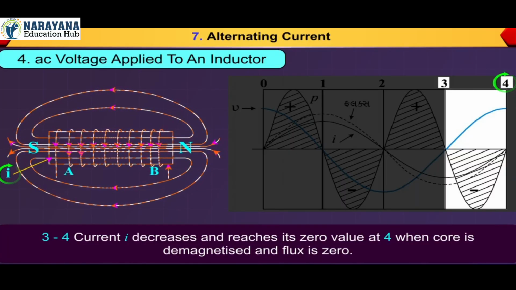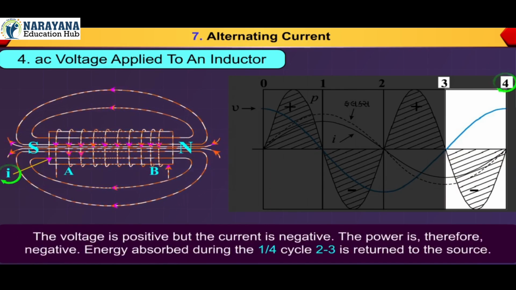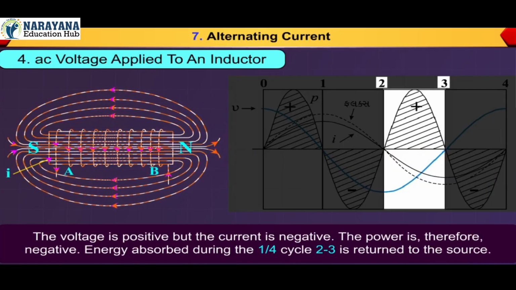The voltage is positive but the current is negative. The power is therefore negative. Energy absorbed during the 1/4 cycle 2 to 3 is returned to the source.